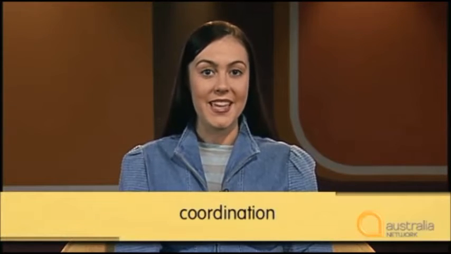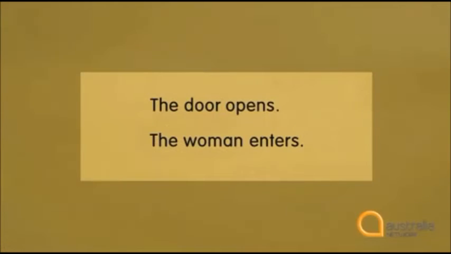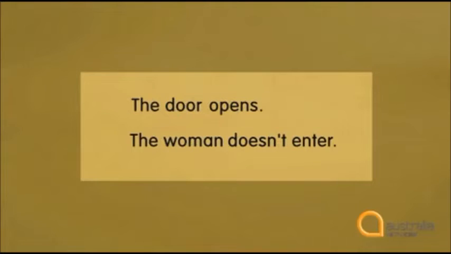The easiest way of connecting ideas is using coordination. That's taking 2 simple sentences and linking them with a conjunction or a joining word. The most common conjunctions are 'and' and 'but'. Other common ones are 'yet', 'or', 'for', and 'so'. We use the most simple conjunctions in place of a full stop. The door opens. The woman enters. The door opens and the woman enters. The door opens. The woman doesn't enter. The door opens, but the woman doesn't enter.